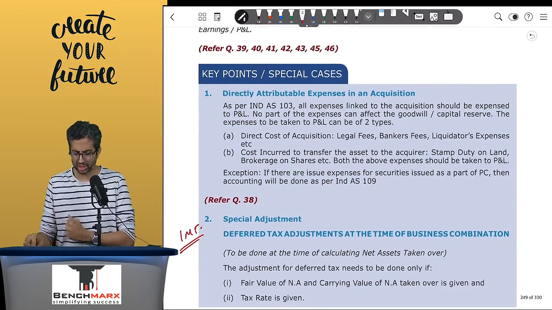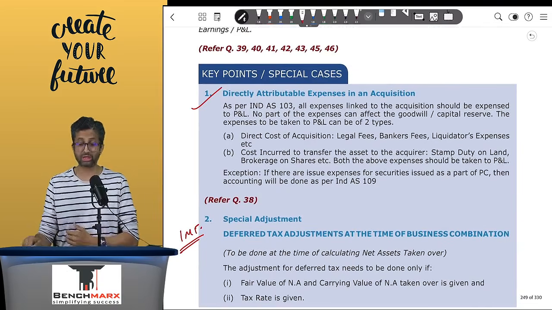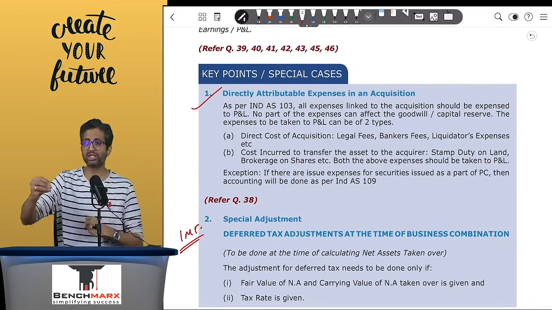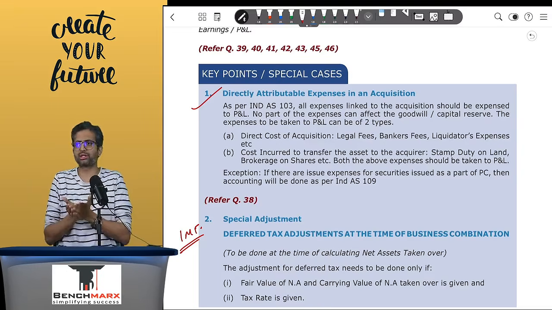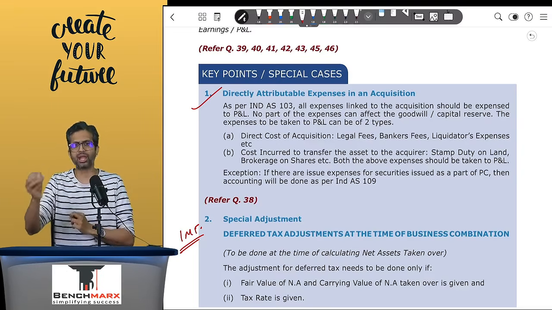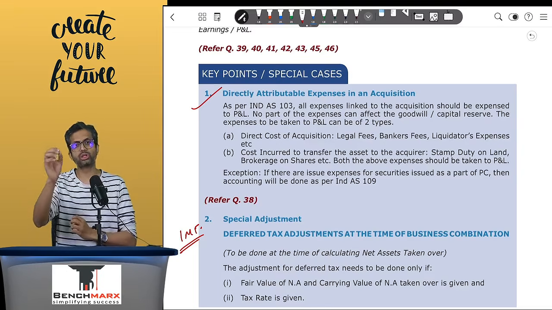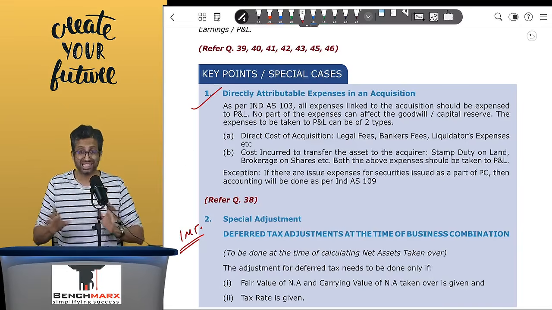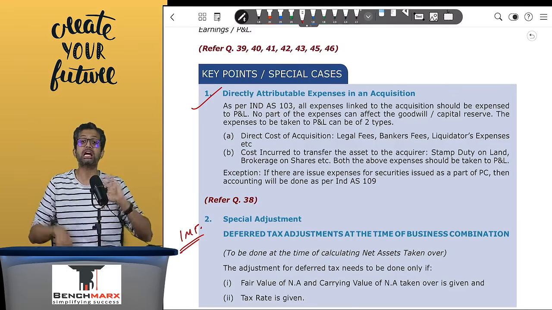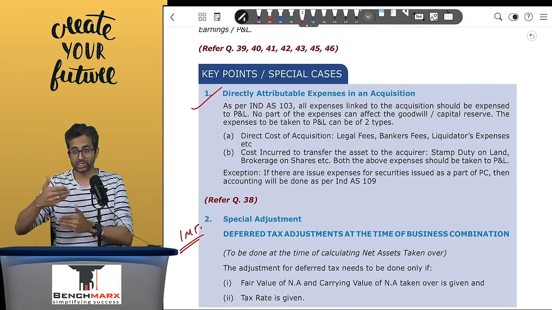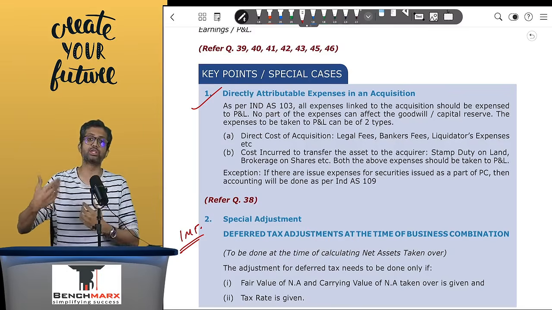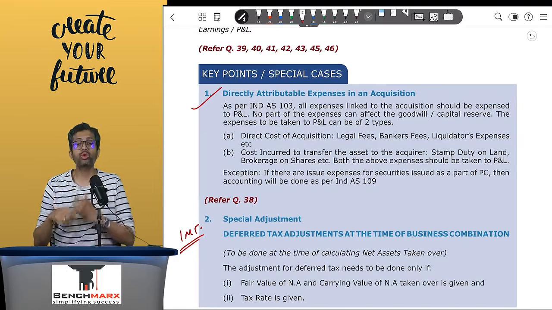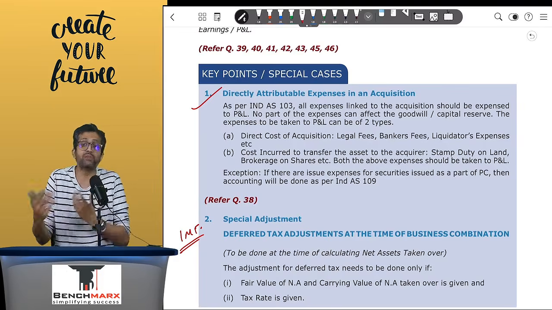Further, another interesting point over here can be acquisition related expenses. Now, acquisition related expenses can be of two types. There can be direct acquisition related costs, like lawyer fees, banker fees, etc., which will be going to the P&L. It will not be a part of BC, it will not be a part of net assets, it will directly go to the P&L. Second is the costs which are incurred to register the assets in your name. Like, if you are acquiring land of some other company, you will have to pay stamp duty to register the land in your name.